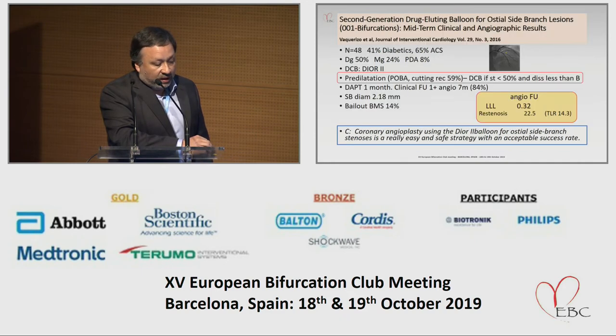So finally, Beatriz Vaquerizo shows the use of drug coat balloons when you have a Medina 0.0.1 bifurcation. Most of them are ostial diagonal stenosis. They show a late lumen loss of 0.3 and restenosis of 22%.